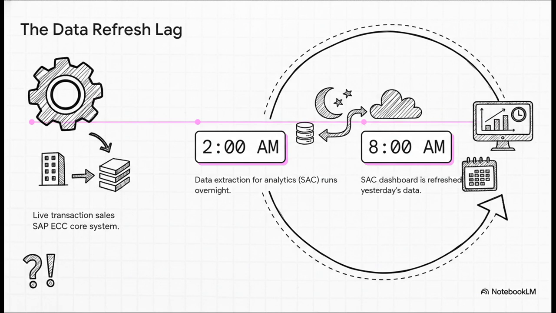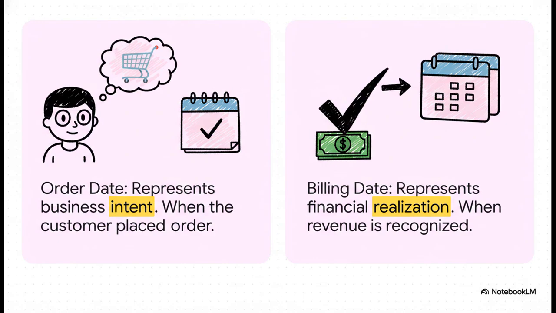And this timeline shows the most common reason why: data refresh lag. A transaction happens live in your core system at 9 a.m., but the data extract for your analytics warehouse? That doesn't even run until 2 a.m. the next day, and then your dashboard refreshes at 8 a.m. For almost 24 hours, your live system and your analytics system are guaranteed to be out of sync. Here's another hidden trap. Are you reporting on the order date or the billing date? Because I'm telling you, they tell 2 very different stories. The order date shows business intent. It's when the customer said they wanted something. But the billing date shows financial realization, when the value was actually recognized by the business. Mixing these 2 in a single report is just a recipe for disaster.